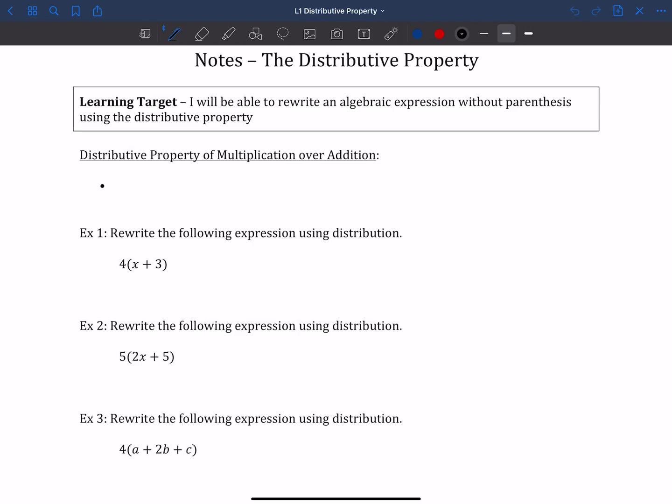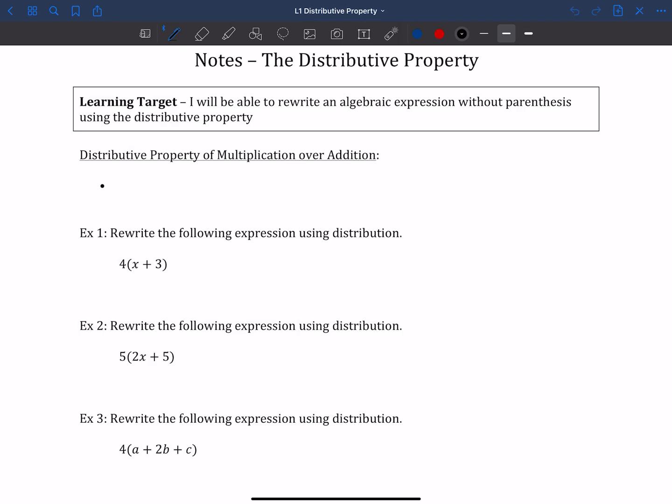All right, so the first thing we're going to talk about is our learning target, right? We want to be able to rewrite an algebraic expression without parentheses using that distributive property, because parentheses get in the way a lot of the time. Sometimes you can simplify stuff that's in them. This is for some of the times that we can't, and we've got to figure out what we can do with that.